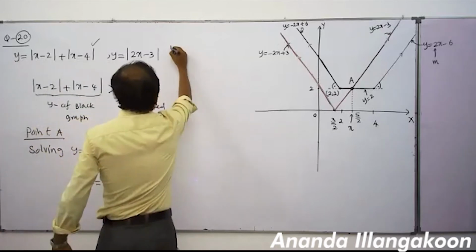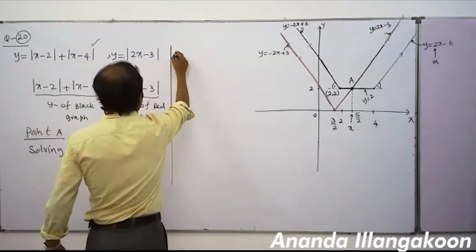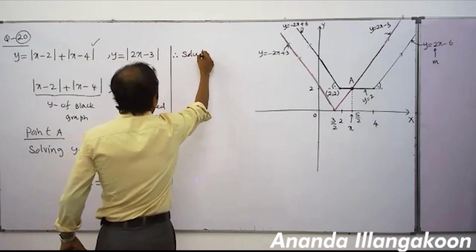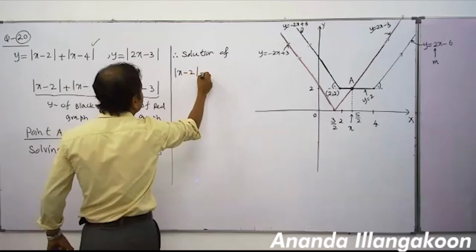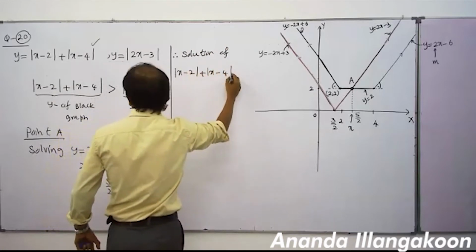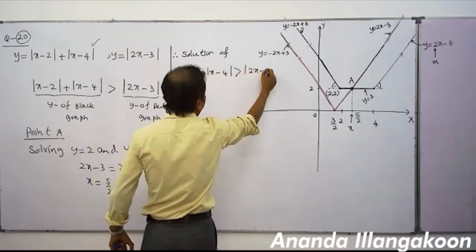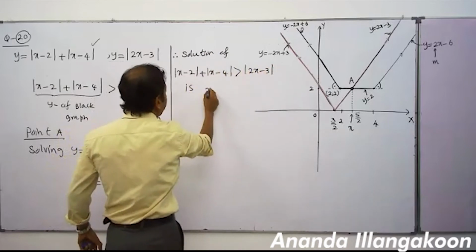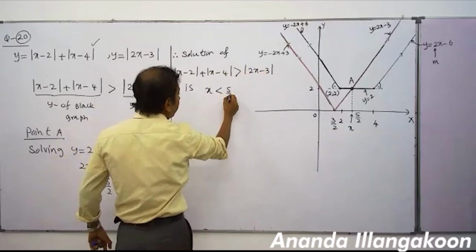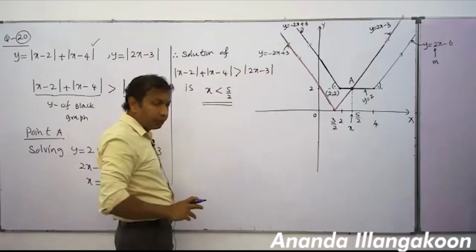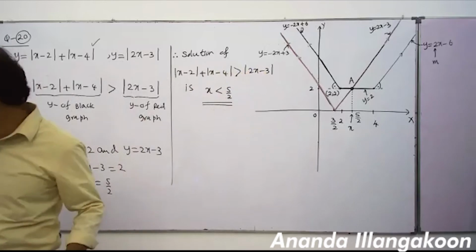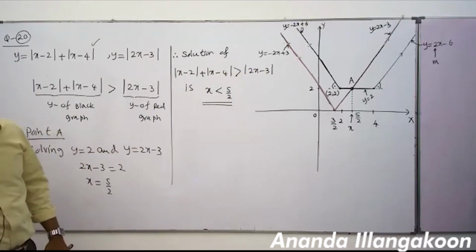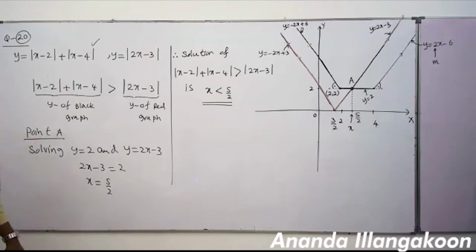Right. So the solution of mod x minus 2 plus mod x minus 4 greater than mod 2x minus 3 is x less than 5 by 2. This is how we get that answer.